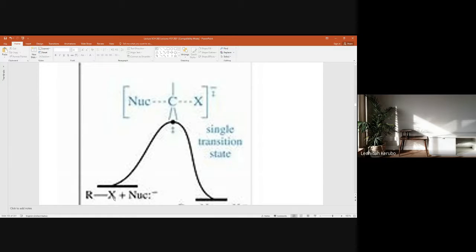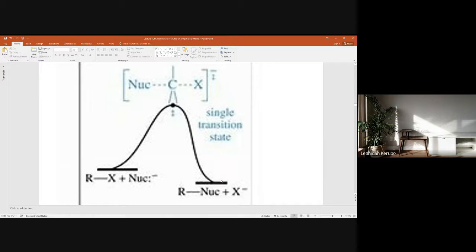This is an alkyl halide, for example, iodomethane. Then this is a nucleophile, hydroxide. This is the energy level. They are at a lower energy level than the transition state, which is the highest energy state and very unstable. Then once this bond breaks and the bond to the new nucleophile forms completely, the energy drops to an even lower level than the reactants, because this is an exothermic reaction. So the products are at a lower energy level as compared to the reactants.